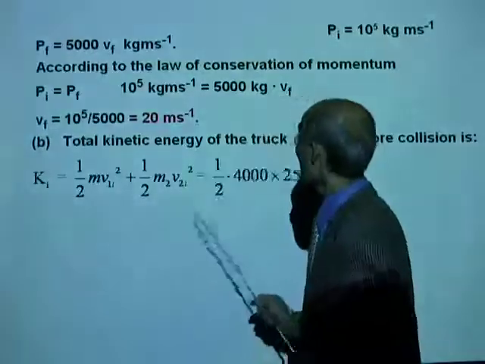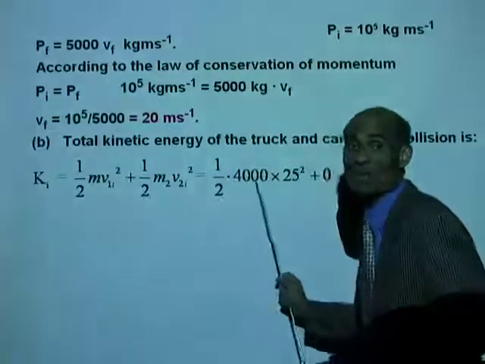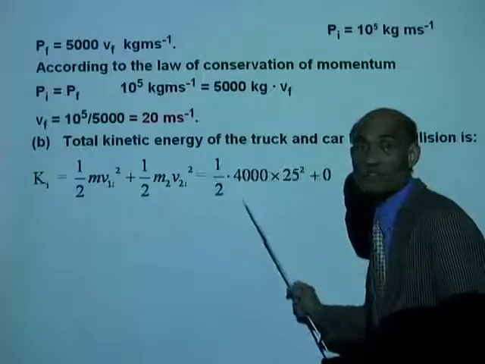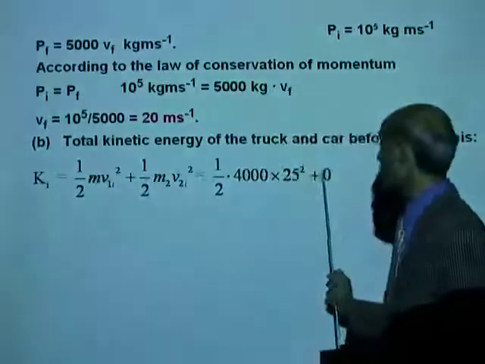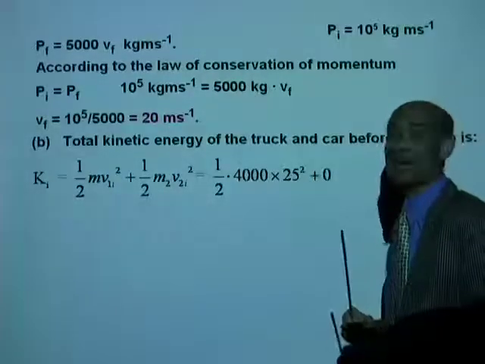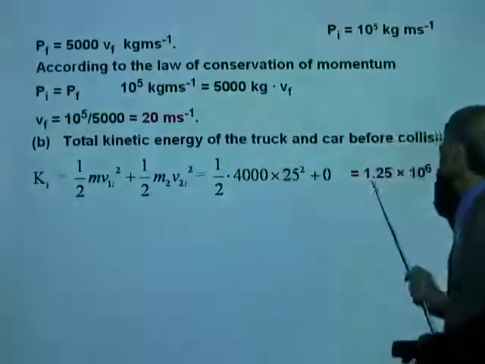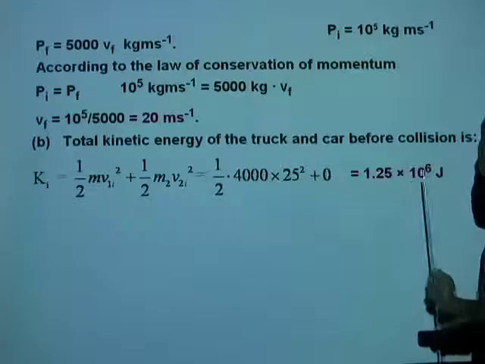Alright, so this is now 1/2 m, mass of the truck, times its velocity squared. This is the initial kinetic energy of the truck, plus the initial kinetic energy of the car, which is 0. And that gives me Ki equal to 1.25 times 10 to the 6 joules.